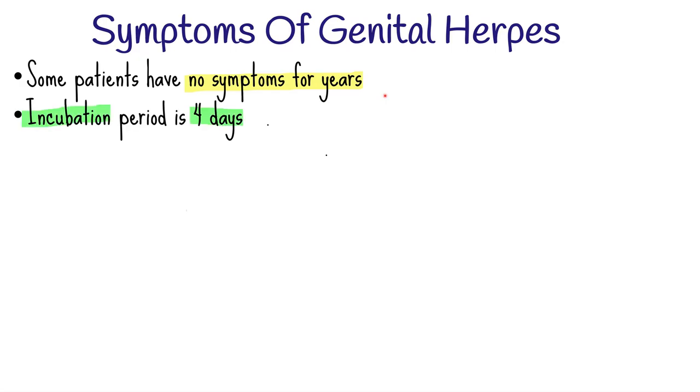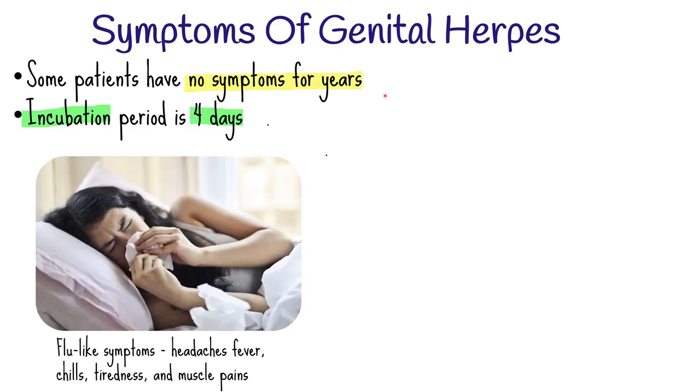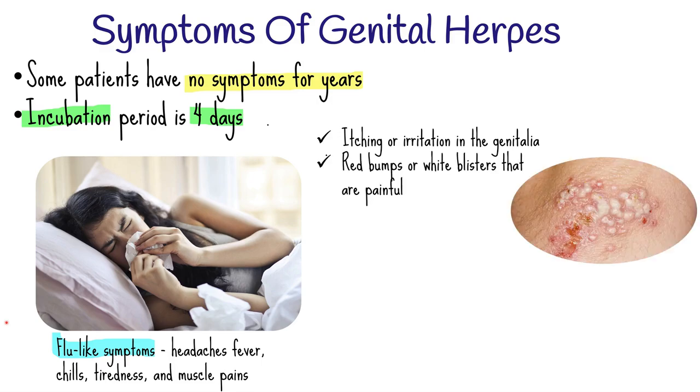The average incubation period for an initial herpes infection is 4 days. The incubation period is the time between when a person contracts the virus and beginning to have symptoms of the disease. When present, symptoms of genital herpes include flu-like symptoms like headaches, fever, chills, tiredness, and muscle pains, itching or irritation in the genitalia, small red bumps or tiny white blisters or sores on the genital area that are painful when they break open, ulcers that form when blisters rupture, swollen lymph nodes, and dysuria, which is a painful urination.